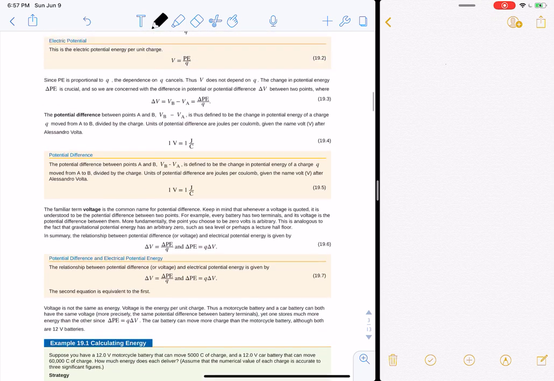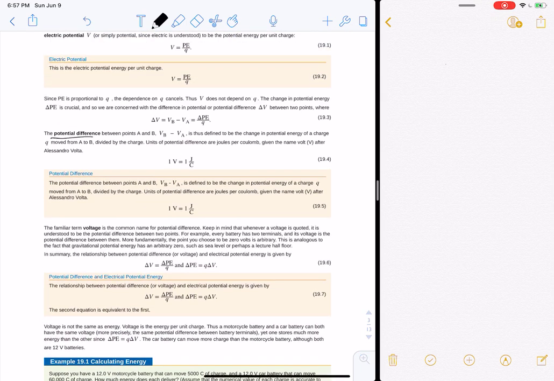And let me see if we go down. Yeah, okay, so the potential difference then, if you have 2 points, let's say 5 volts up here and 3 volts down here, the difference between them is just 5 volts minus 3 volts. So that would be 2 volts of difference, potential difference between them.